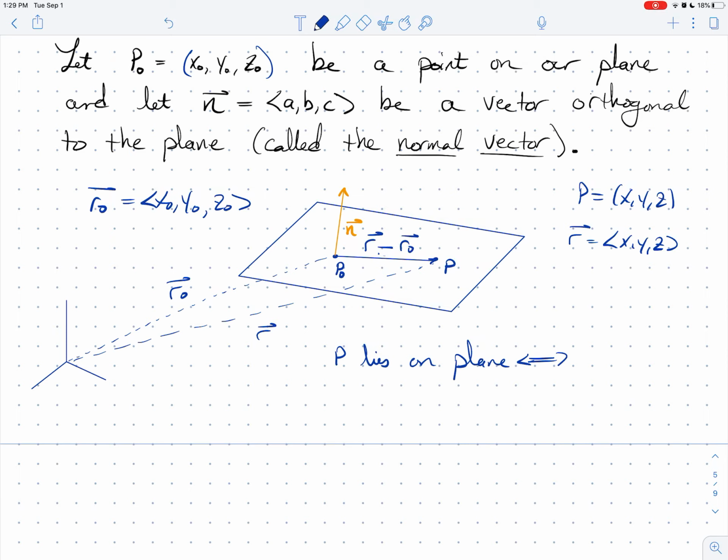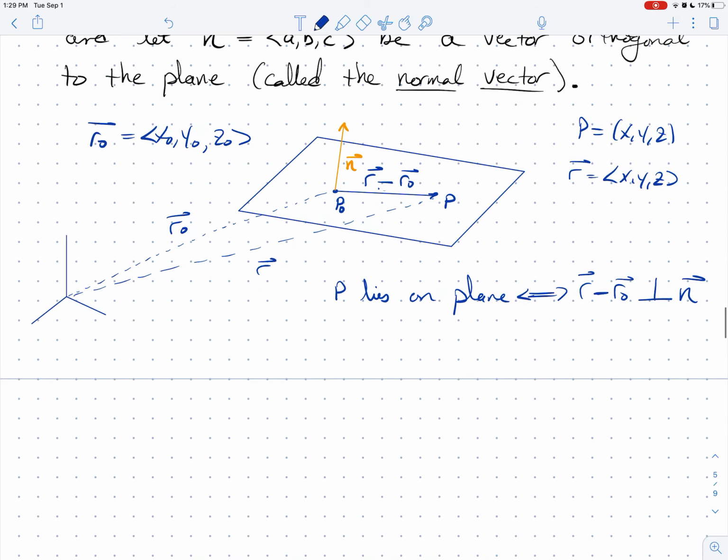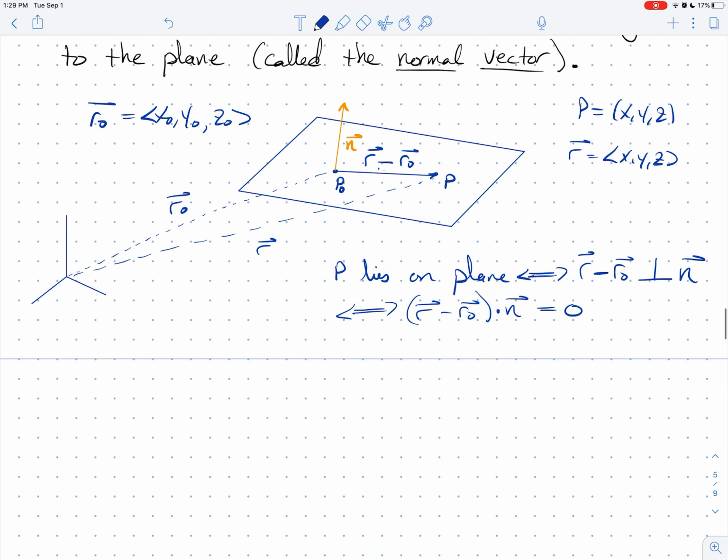And so now let's write it out. P lies on the plane if and only if this vector and this vector are orthogonal. And so the vector that we're interested in is R minus R naught. I want that to be orthogonal to the normal vector N. Well, that happens if and only if, think about it, R minus R naught dot with the vector N is 0.